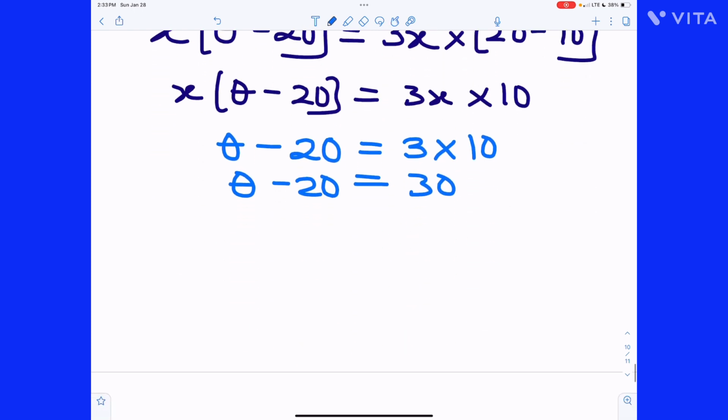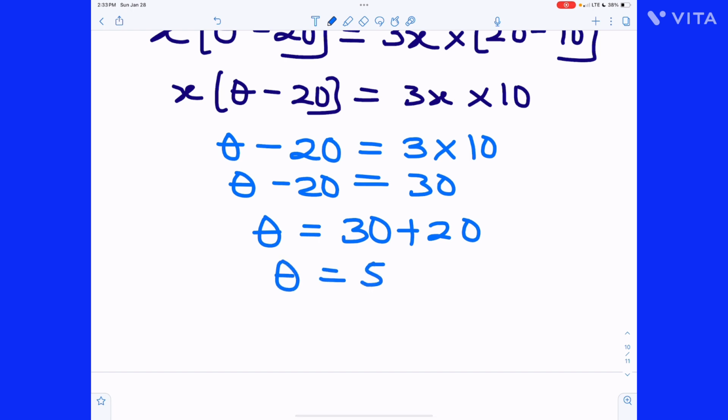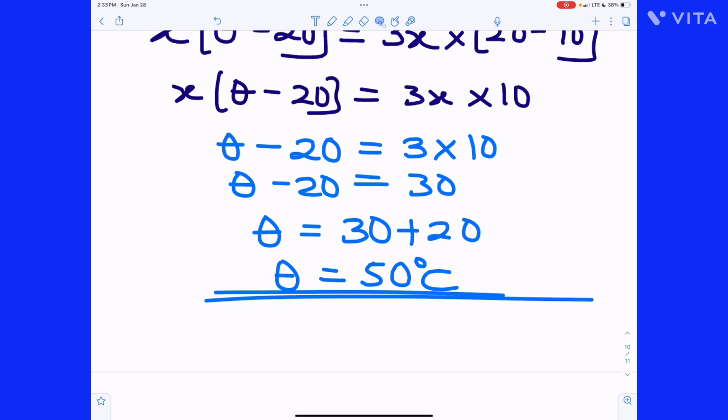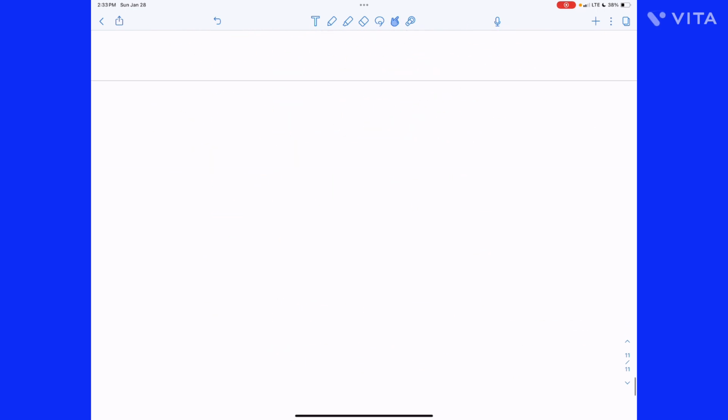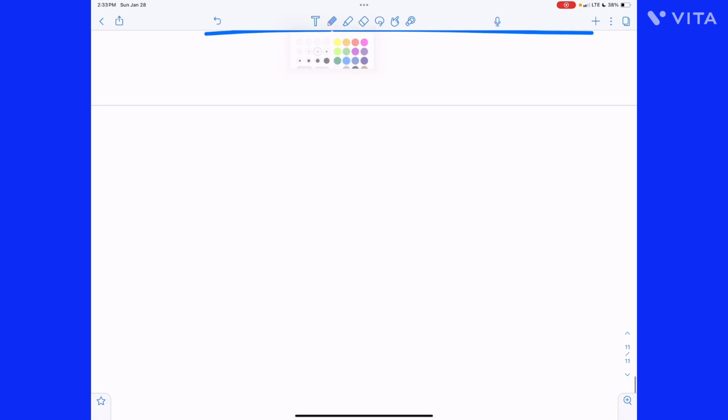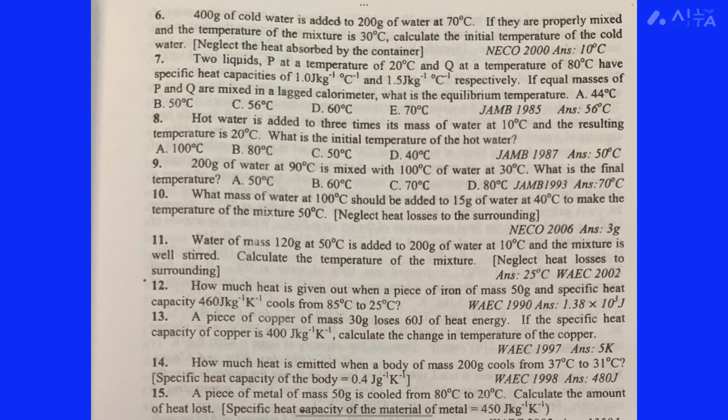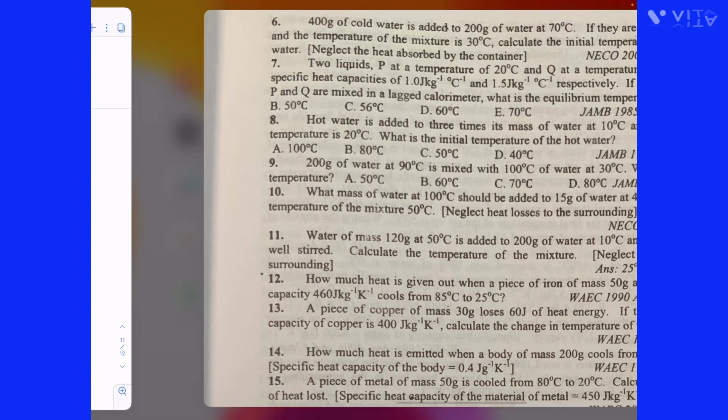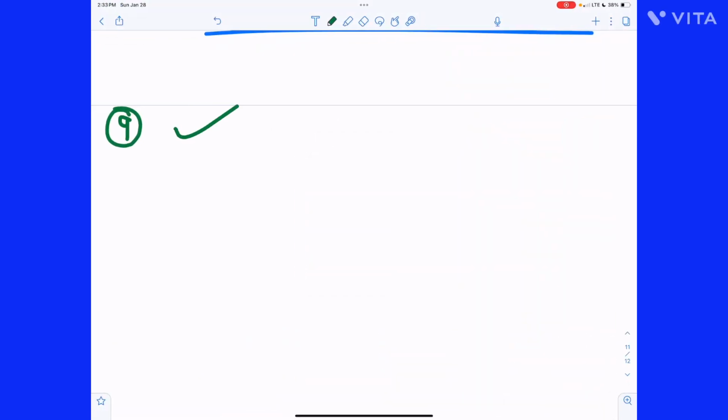What does that give you? Theta is 30 plus 20, and the initial temperature of hot water will be gotten. It should be 50 degrees Celsius. The hot water was initially at 50 degrees Celsius. That's question 8. Question 9 says 300 grams of water at 90 is mixed with 100 grams of water at 30. What's the final temperature? That's your classwork. You did that yourself.